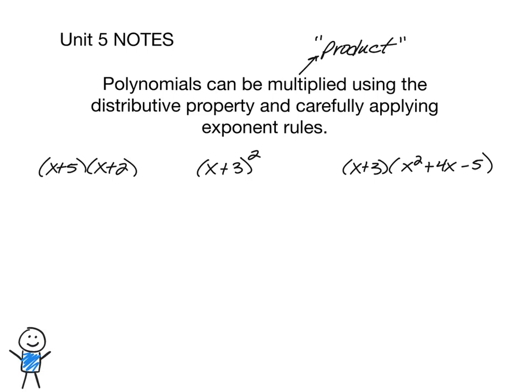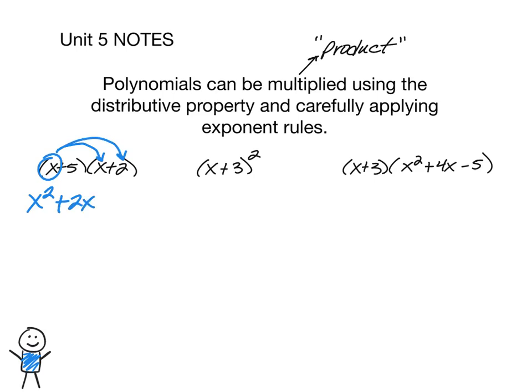This problem on the left says x plus 5 times x plus 2. Well, remember the distributive property, we're going to take this x on the left side, and we're going to distribute it to both of the terms in the right polynomial. So x times x would give you a result of x squared. X times 2 would give you a result of 2x.